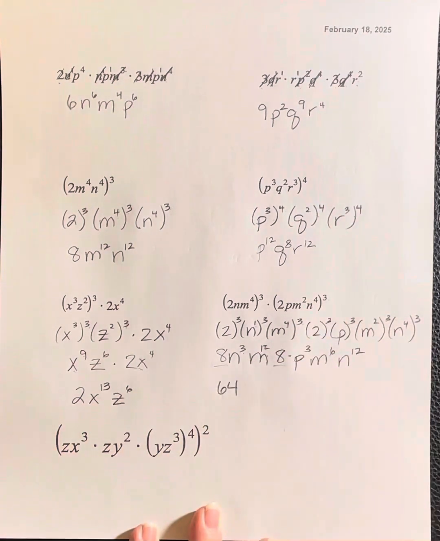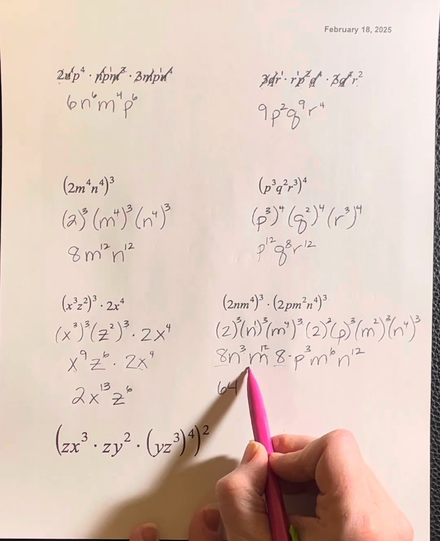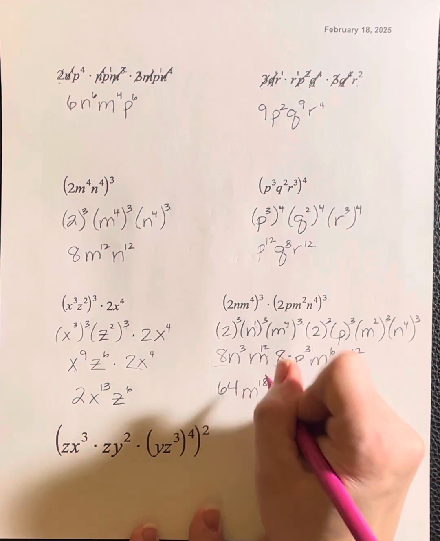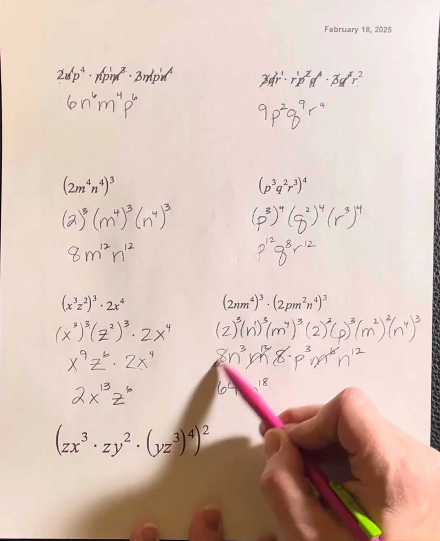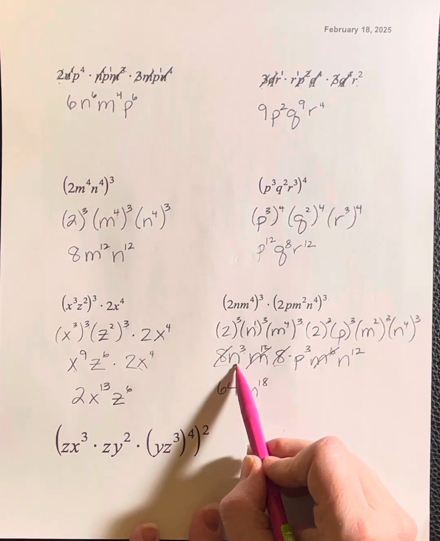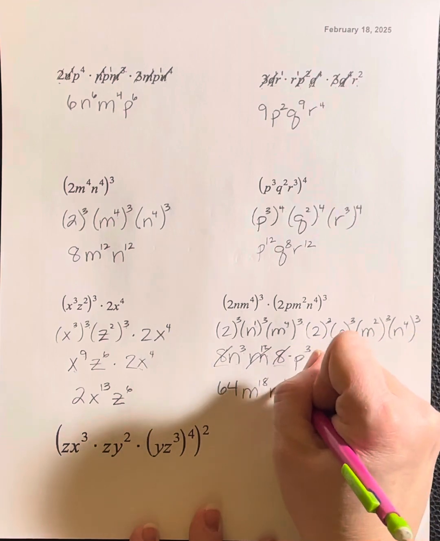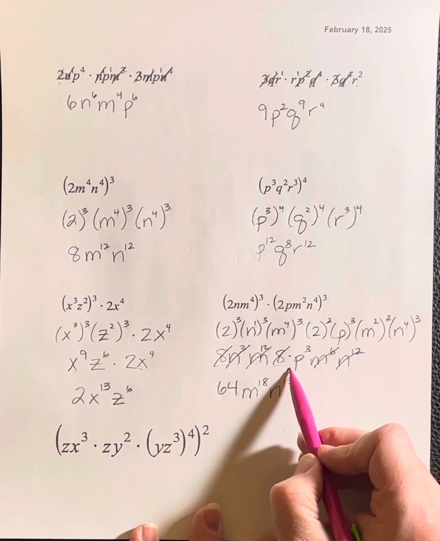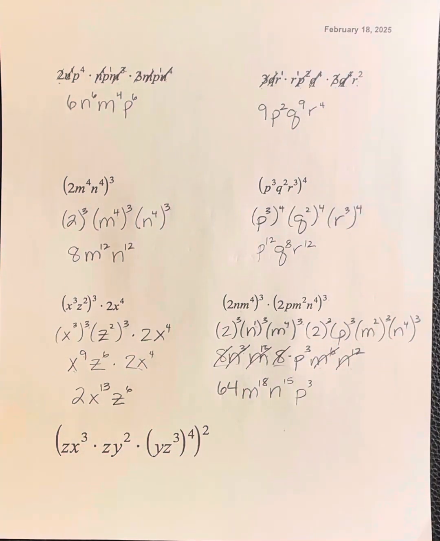Oops, this should have been an m. M to the 12th and m to the 6th is going to give me m to the 18th. 12 plus 6 is 18. N cubed, n to the 12th. 3 plus 12 is 15. And p to the 3rd. No other p's, so I just have p to the 3rd. And there's my final answer.